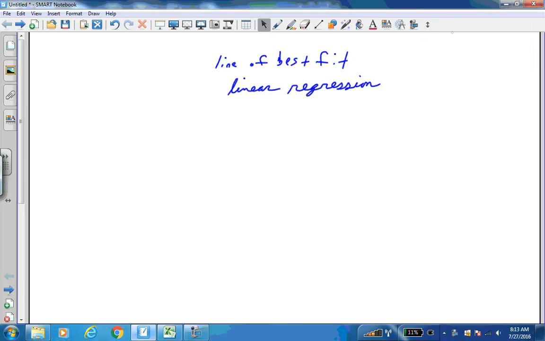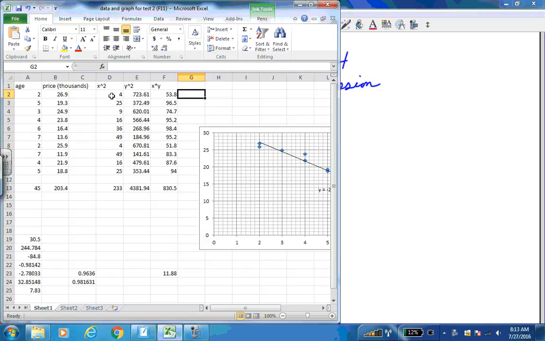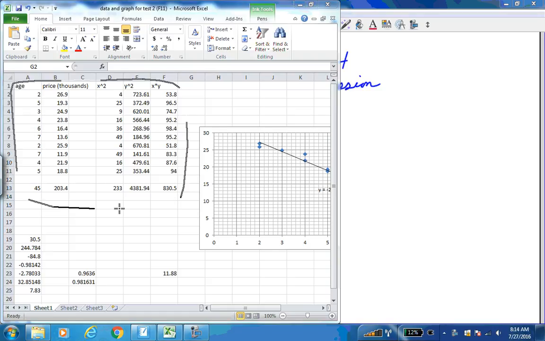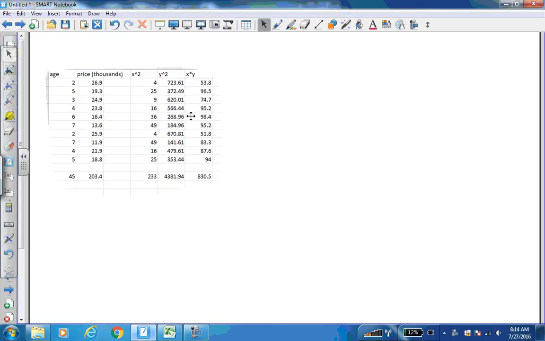All right, let's take a look at finding the line of best fit, also known as linear regression. So I have a set of data here. It's dealing with the age of a car and the value of a car. Let's copy this data over. It's basically a table that you'd have been given on the test, with similar values.